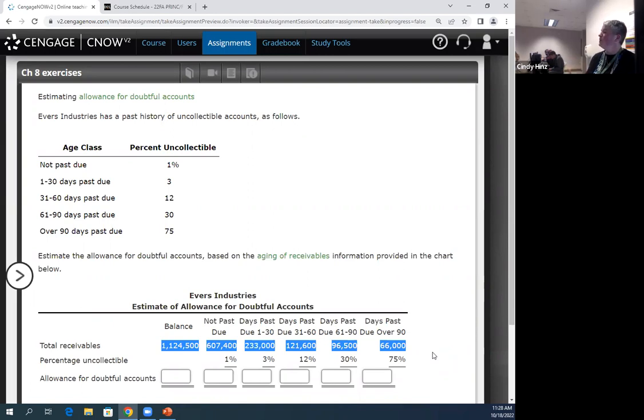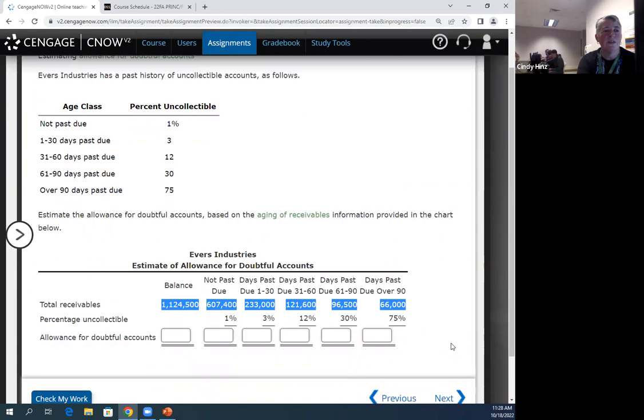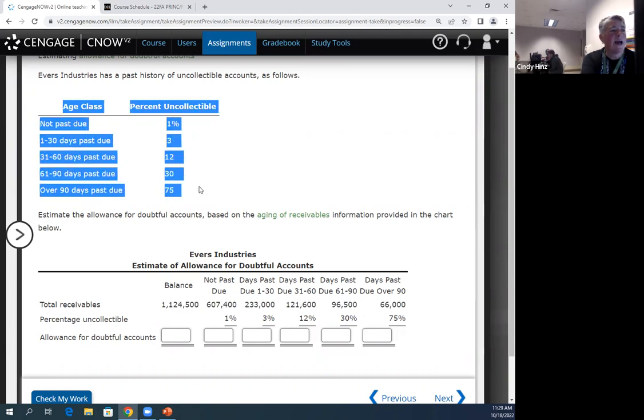And so the only thing we need are these totals that I have highlighted, the totals that we calculated in the previous exercise. So what do we do with that? Well, we've already established that the older a receivable is, the less likely that we're ever going to collect that. And that's the pattern that we see in this table that's provided here at the top.